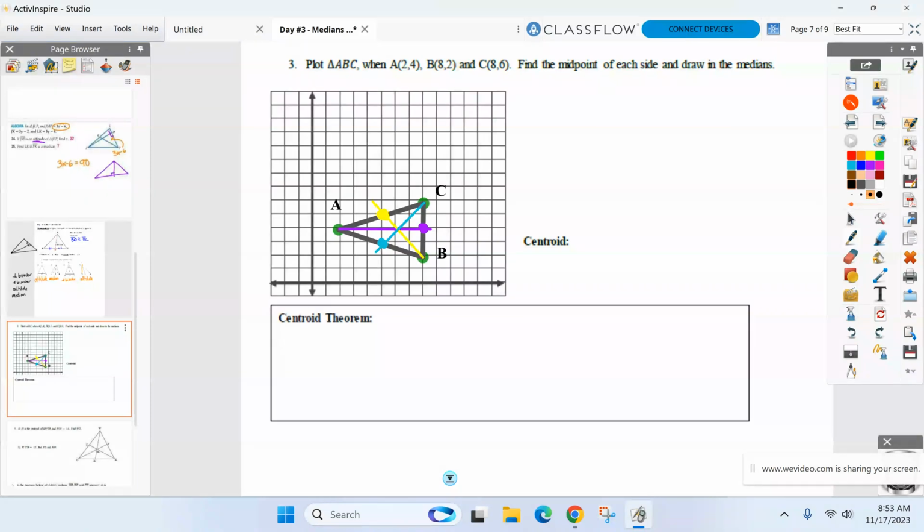So it should have three medians, all in different colors, and you should notice something about those three medians. Kind of been the theme of this unit so far.